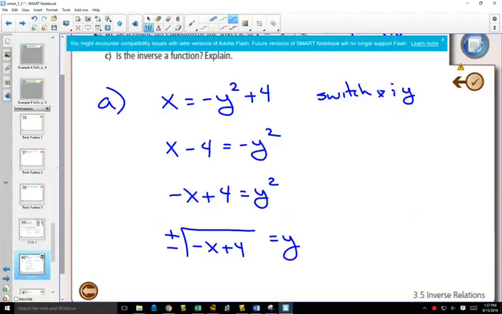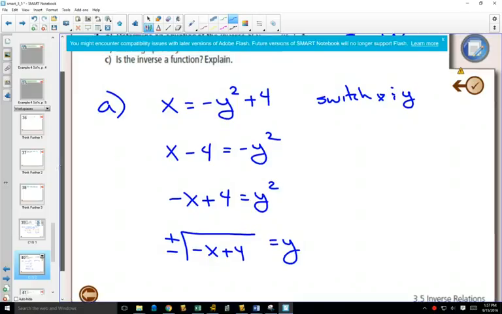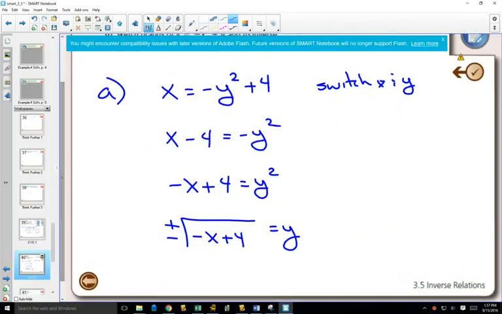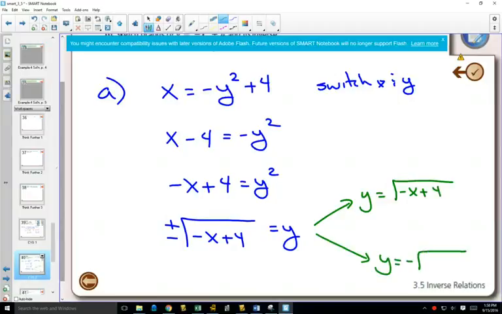Oh, this is a good question. I like this question. So, it's a square root graph. It's actually two square root graphs, because the plus or minus means we have one equation with the plus, square root of -x plus 4, and one equation with the minus, which is negative square root of -x plus 4.